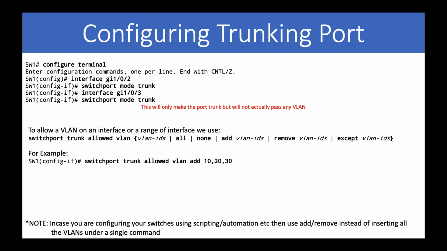Here we can give VLAN IDs, or we can say all or none. We can add VLANs to existing IDs if they were already added. We can remove VLAN IDs if we want to remove certain VLAN IDs that we had previously added, or we can use the except command, wherein we want to add all the IDs except the specified IDs. Note, in case you are doing scripting and automation, then it will be very wise to use add or remove instead of just inserting all the VLANs all the time.